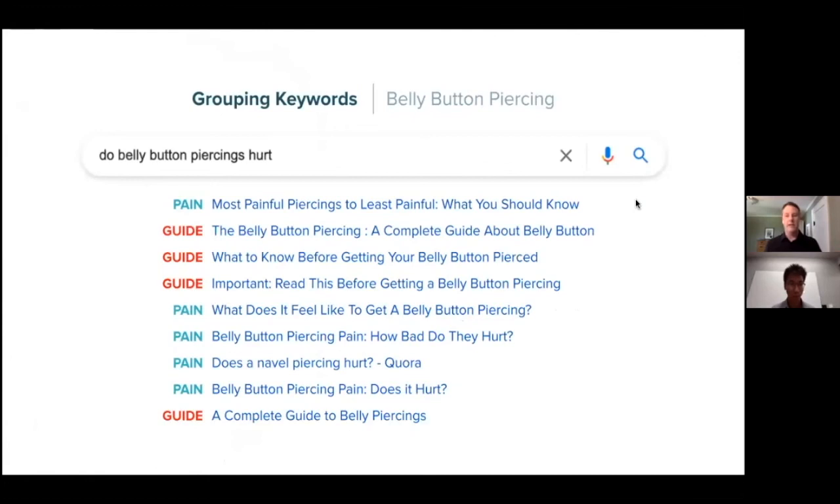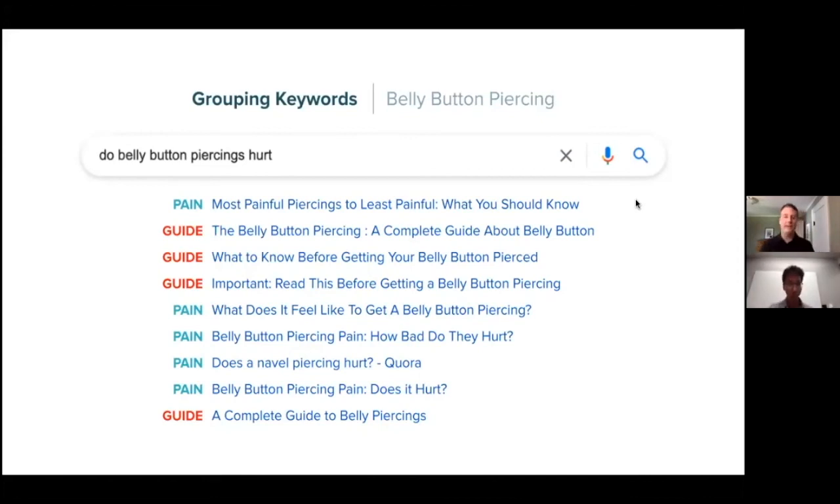So this keyword, do belly button piercings hurt. If you look at that, this is the top 10. You see a lot of content that's related to the pain side. And then there's also some ultimate guides that are ranking in here as well. So you would have to decide, do I want to write the massive ultimate guide, or do I want to target the easier, slightly lower volume, more intent driven, does this hurt? And in order to answer that question, you need to go back to what's your SEO strategy?